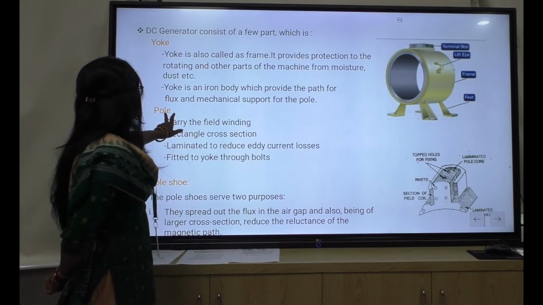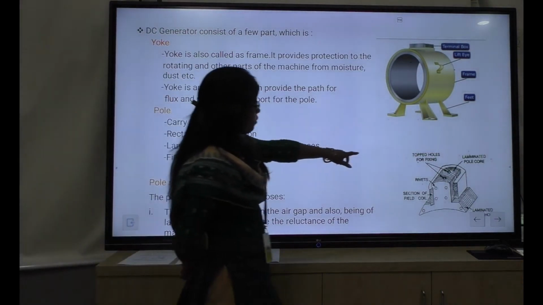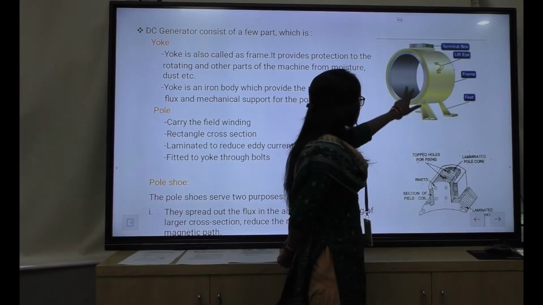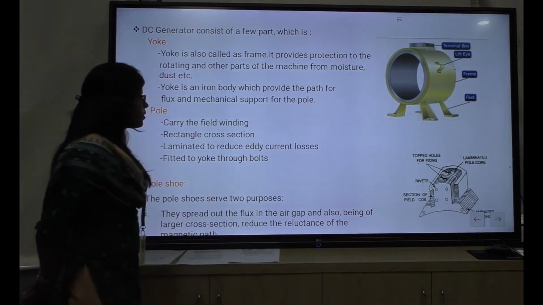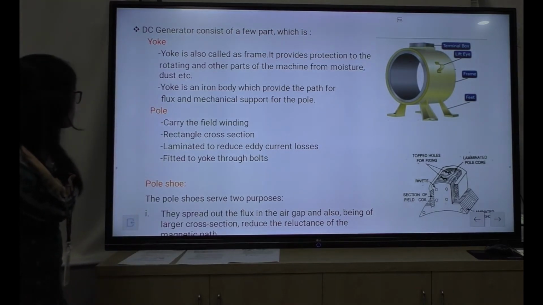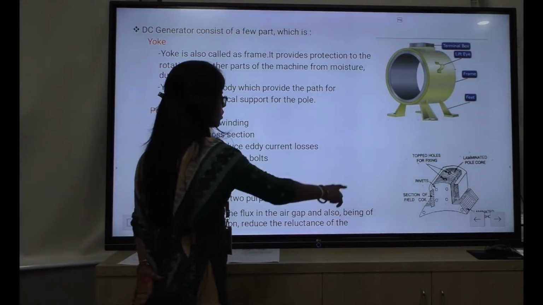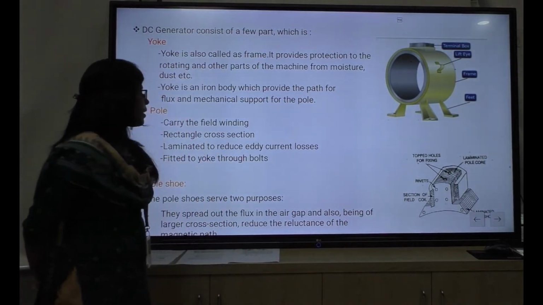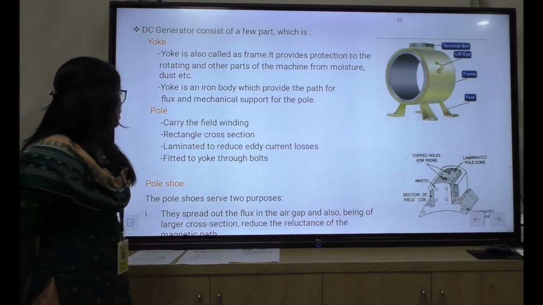Second is our pole. So pole, this is the pictorial view of pole, and this is the pictorial view of yoke. The pole carries the magnetic field, the pole carries the field winding, and it is of rectangular cross section. The cores are laminated to reduce our eddy current loss.